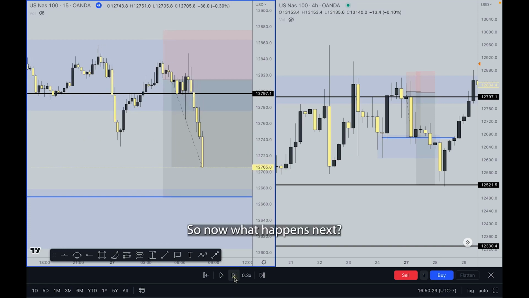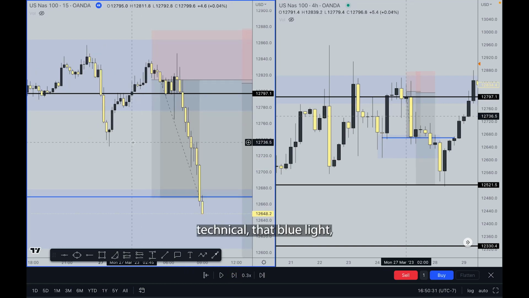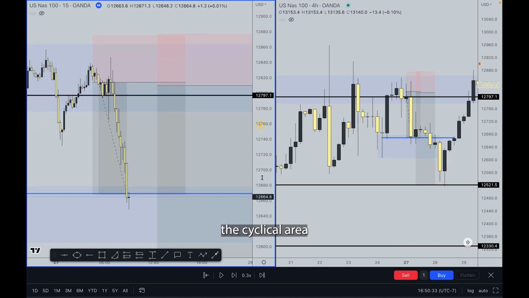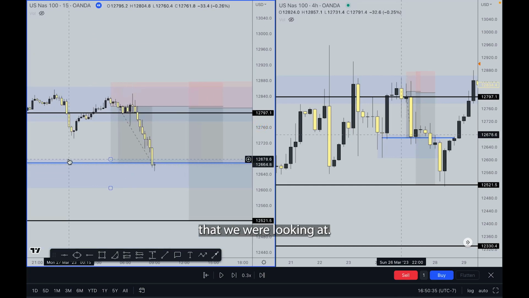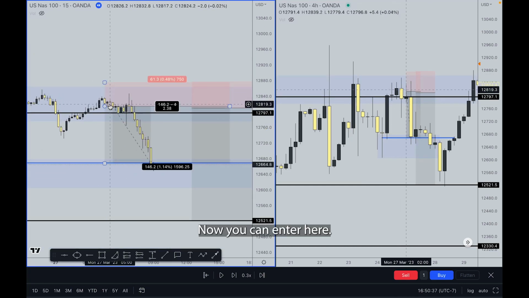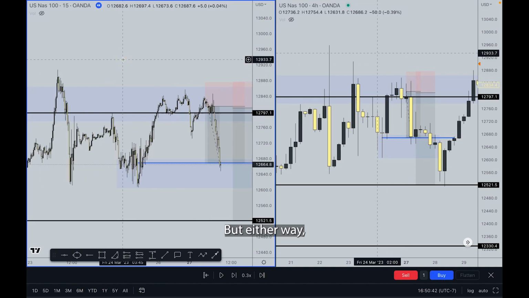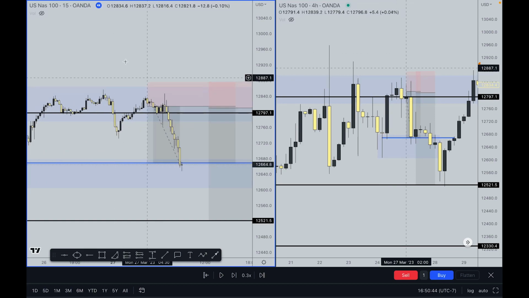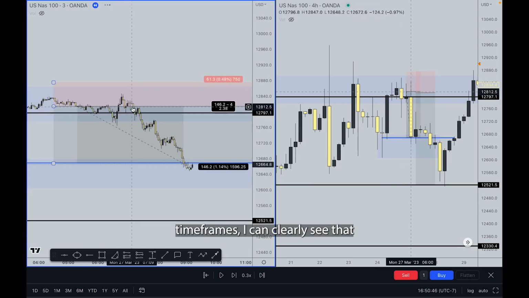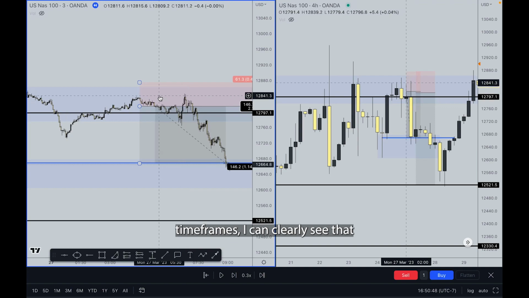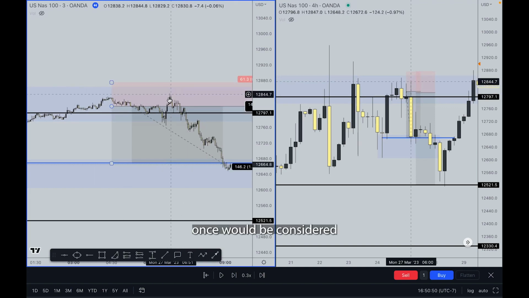So now what happens next? Price ultimately comes down to that blue line, this area of demand, this technical area that we were looking at. Now you could enter here. This is the second attempt. You could enter here as well. But either way, you still caught the move, right? And based on the lower time frames, you can clearly see that this would be considered a liquidity sweep.